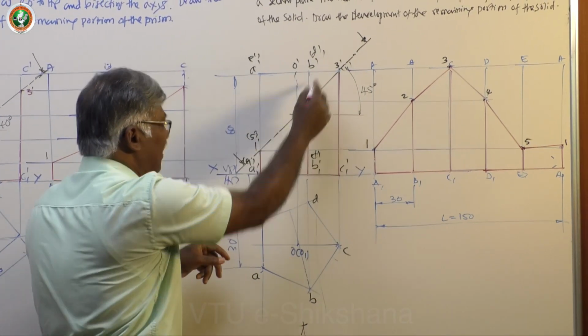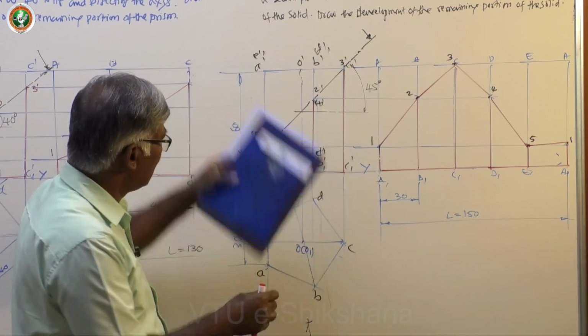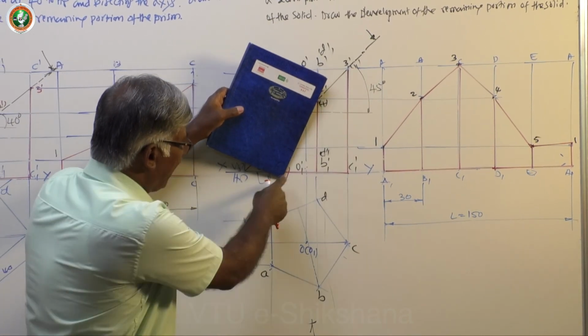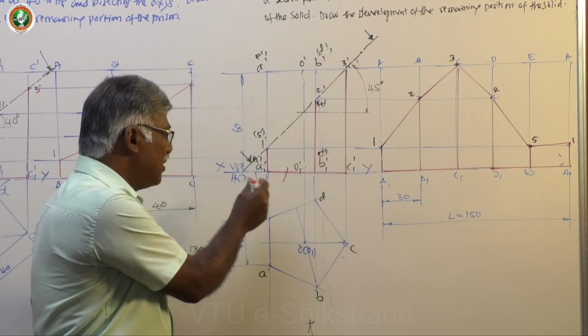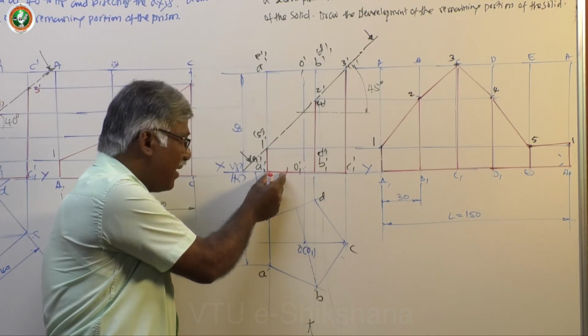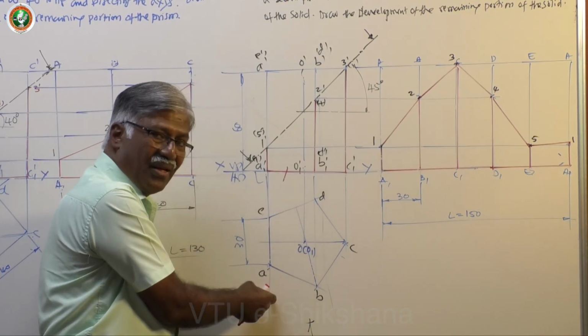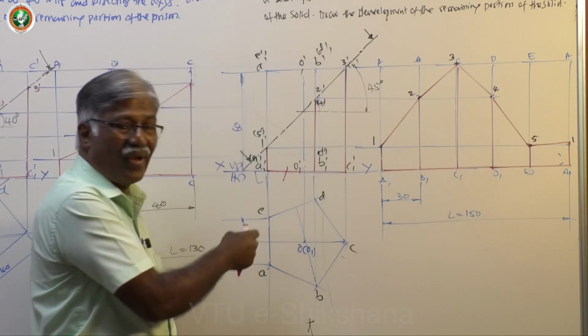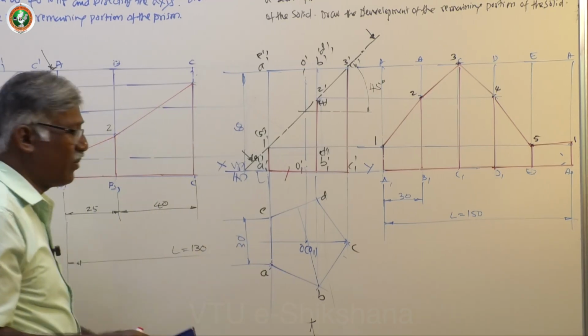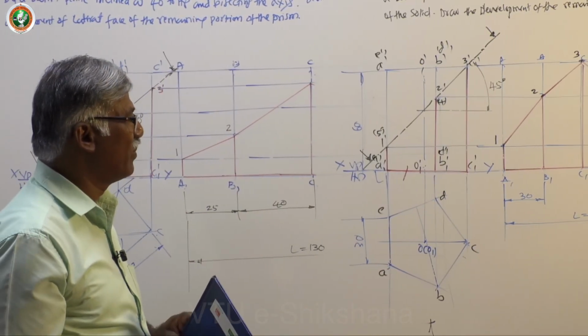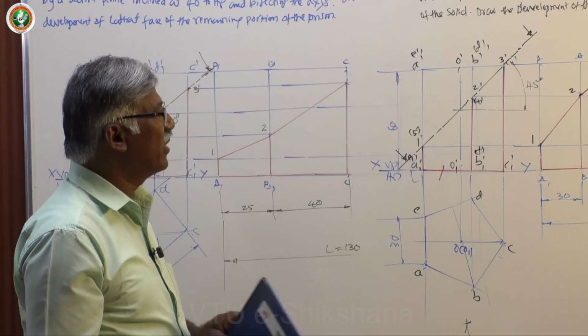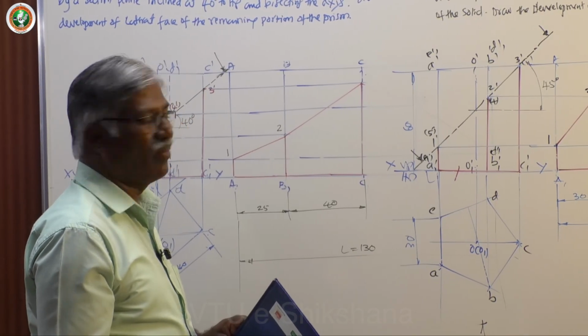Suppose that this is the section plane, like this. Then what happens? Now, this particular edge length is the apparent length. Whatever is available on the top view is the true length. We had such problems in the previous session for square prisms. Next, we will work on that type of problem.